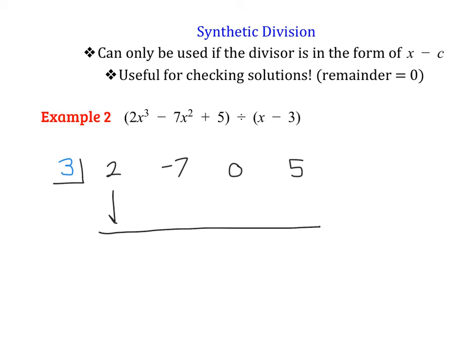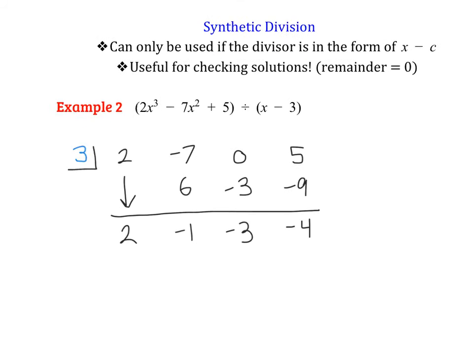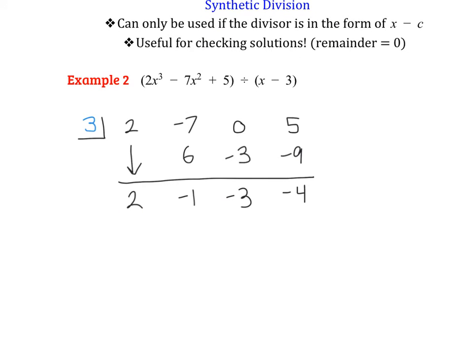Our first step is always to drop our first number, and then it's just repeating the steps of multiplying and adding. So I do 3 times 2, and I put my answer here, 6. And then I add vertically. Negative 7 plus 6 is negative 1. And I restart. I do 3 times negative 1 is negative 3, and then I add vertically. And then last, 3 times negative 3 is negative 9, and then I add vertically. These are going to be the coefficients and the remainder of our answer. I like to draw an extra line here because this last term should always be our remainder.